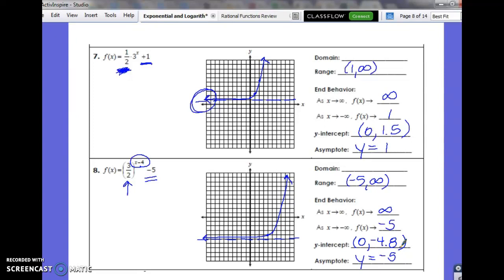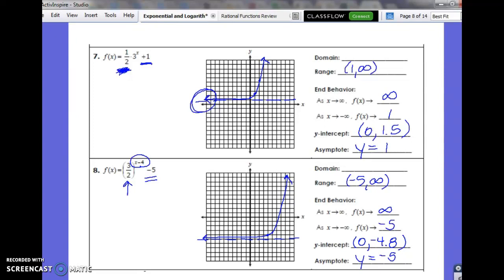Okay. So let's just kind of generalize before we do that last graph. Your domain for these exponentials is always all real numbers. The graph does not break apart. There are no holes. You can plug in whatever you want to. Okay. The range comes from picking out where your horizontal asymptote is. Okay. One end is going to go forever. The other end is going to level out at that horizontal asymptote.